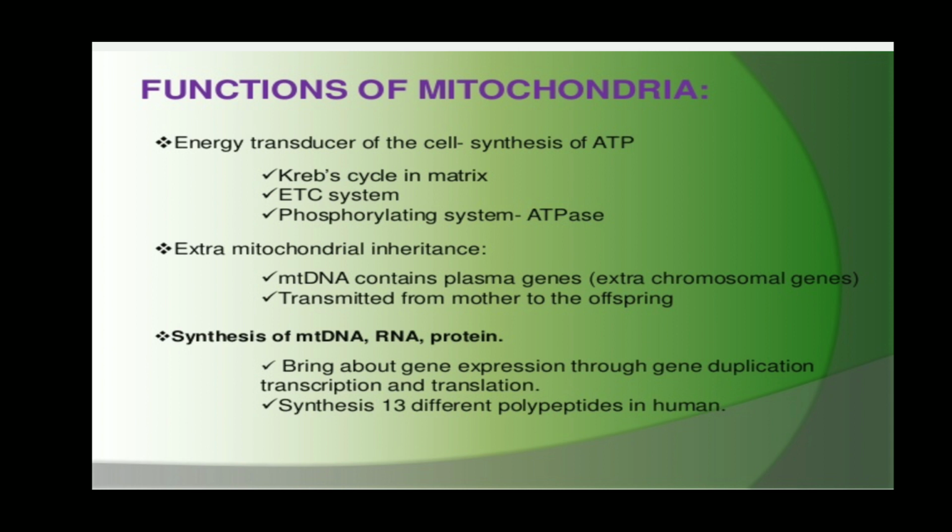So mitochondria also act as extra-nuclear inheritance. Chloroplast is also involved in the inheritance of characteristics. As chloroplast has its own DNA, mitochondria also has its own DNA. Right? So this mitochondrial DNA contains the plasmagenes, that is the extra-chromosomal genes. They are transmitted from one generation to the next generation, from the mother to the offspring.